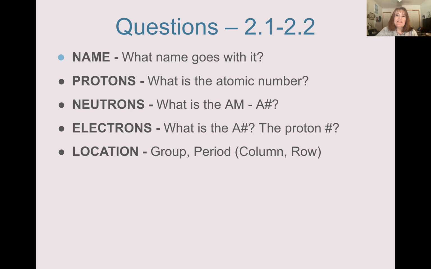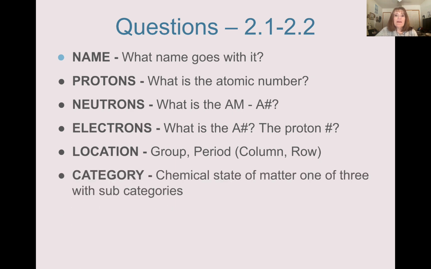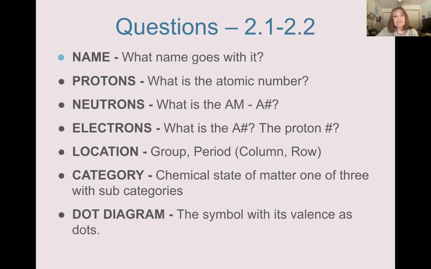What location is it in? Its group and period, meaning what column and what row. What category is it in? The chemical state of matter, one of three subcategories. And then what is its dot diagram? That's the symbol with its valence as dots.